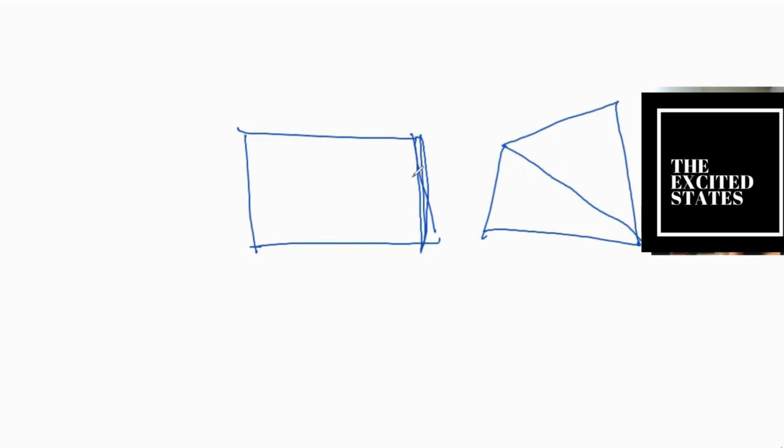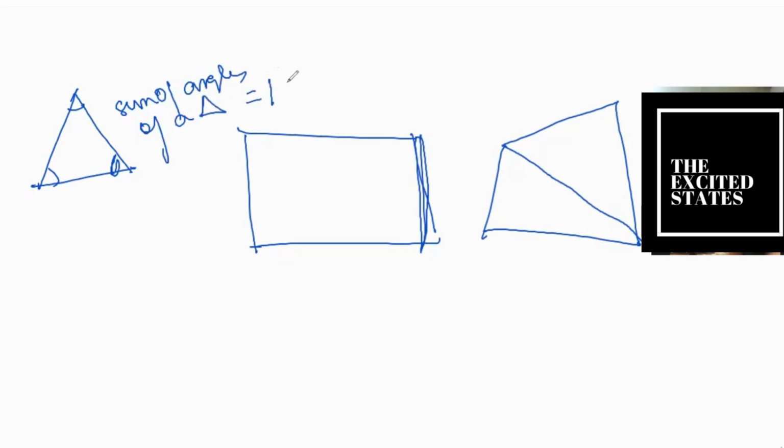Can you tell me the sum of angles of a triangle? A triangle has 3 angles, right? What is the sum of angles of a triangle? I think it's 180 degrees. 180 degrees. Okay, you write it down: sum of angles of a triangle is 180 degrees.